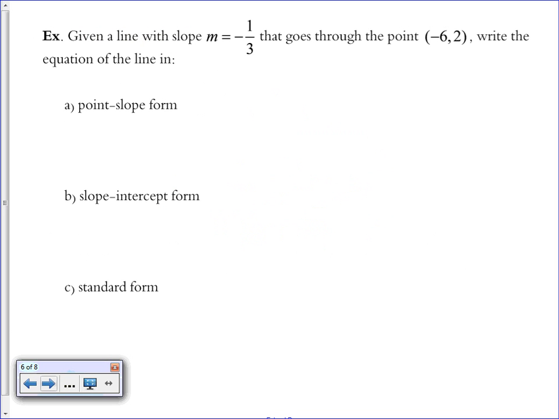To go from start to finish through all three forms, you may be given the slope of a line and a point on the line. And it asks us to write the equation of the line in point slope, then slope intercept, then standard form. So this is the easiest order to do it in. It's always the order I'm going to ask you to do it in.